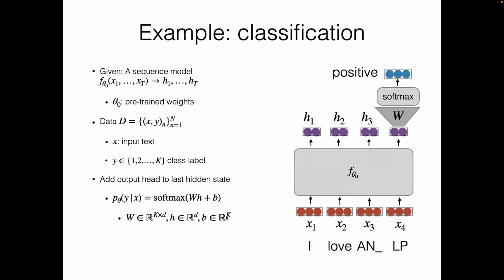Then you can also have this bias term if you want. So you basically get these scores for each class. And then as we've talked about before, you can take the softmax. And so now you basically have the probability of each class.